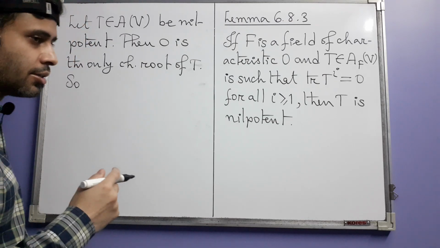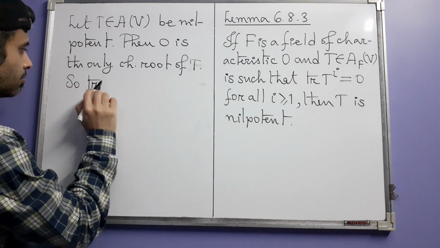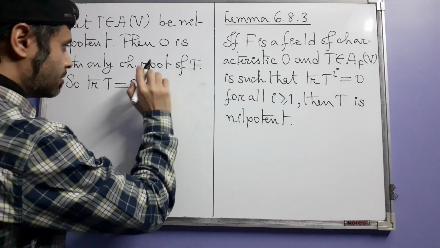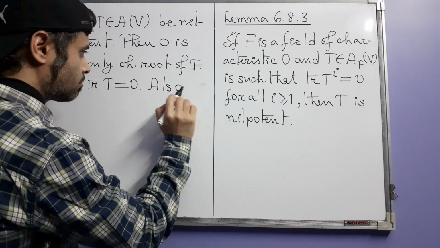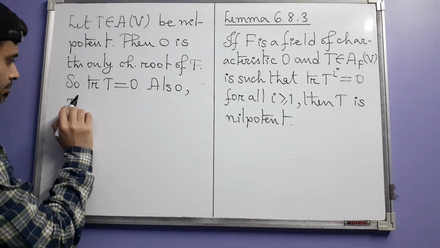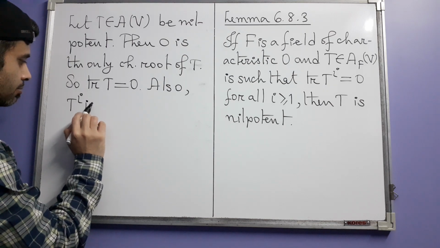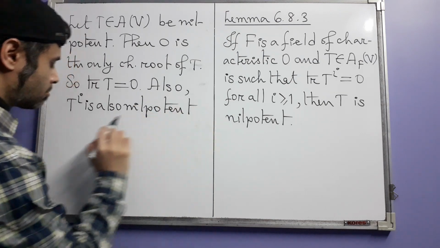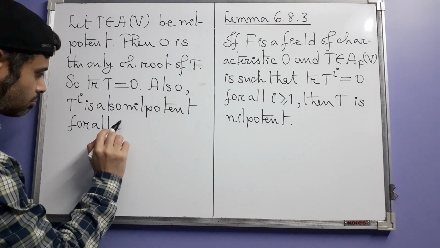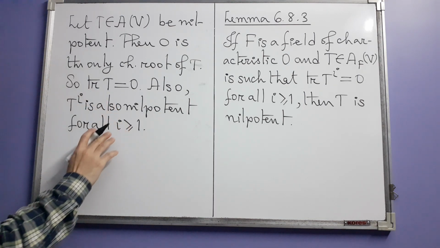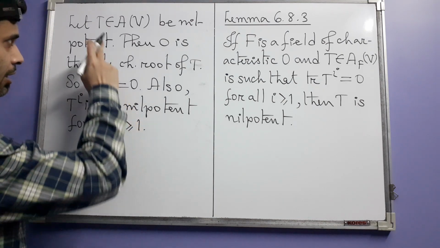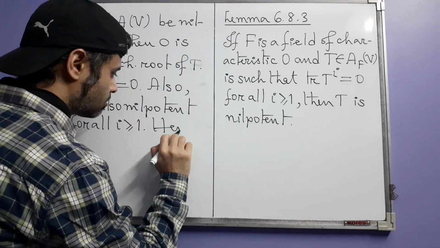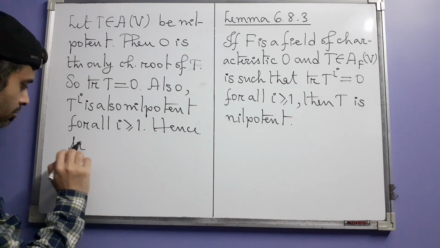So the sum of all the characteristic roots is also 0, that is, the trace of T is equal to 0. But if T is nilpotent, then any power of T is also nilpotent, for all positive integers I. So if you take I equal to 1, you are just getting your T. But T square, T cube, these are also nilpotent. Hence, all of them have 0 trace.